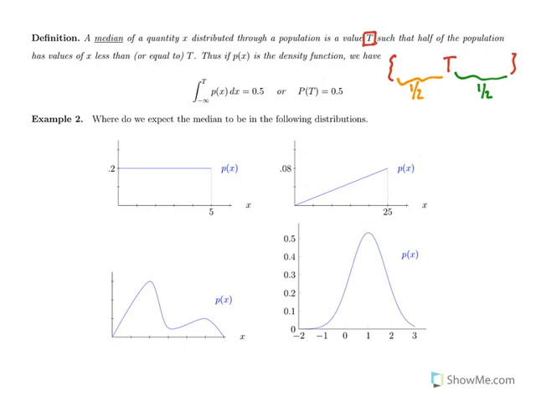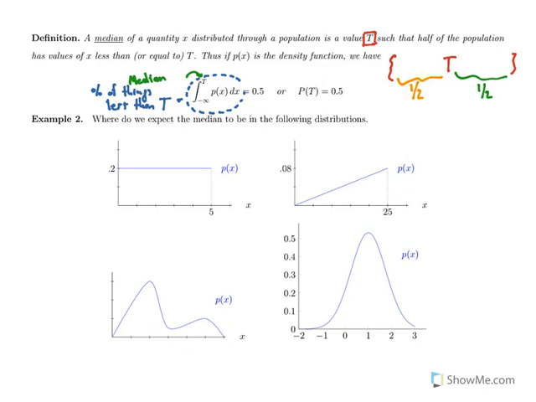So if p of x is our density function, we can say that the integral from negative infinity to capital T, again, our capital T is our median, of p of x dx should be equal to 0.5. That is the percentage of things that are less than T should be equal to 50%. So this integral is the percentage of things in our population less than T, or the percentage of things from negative infinity to T.